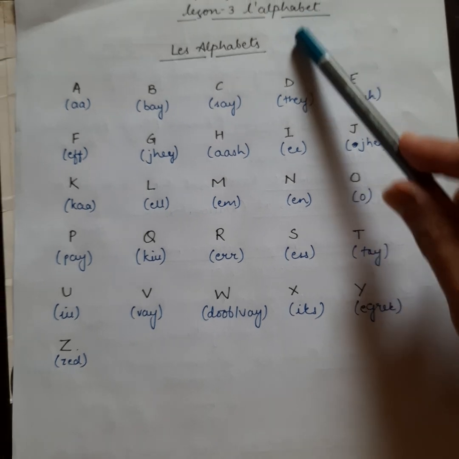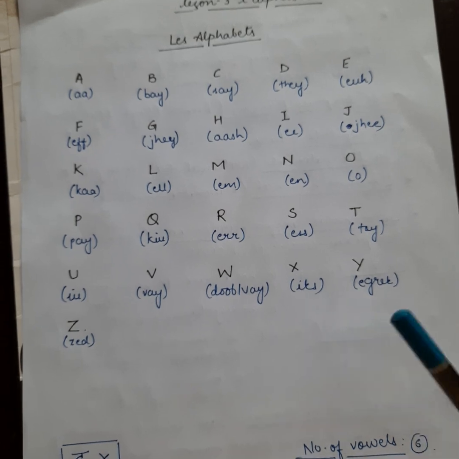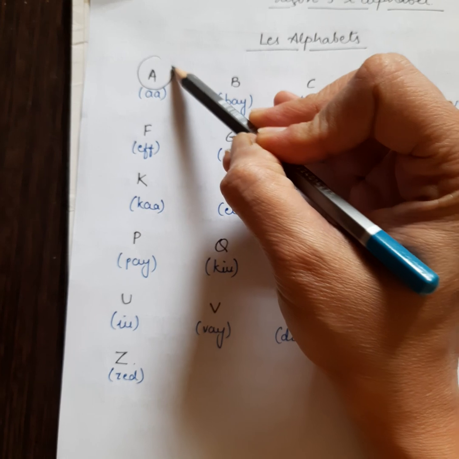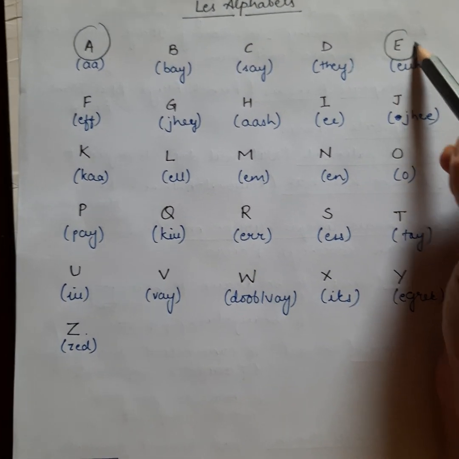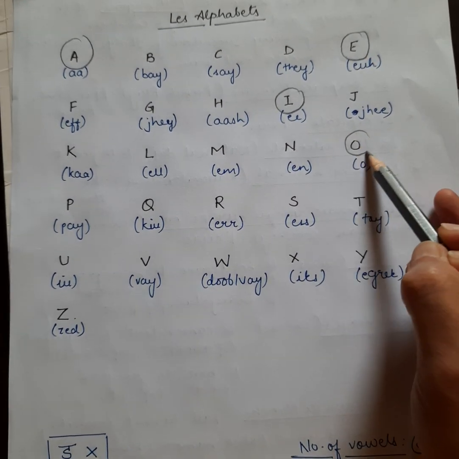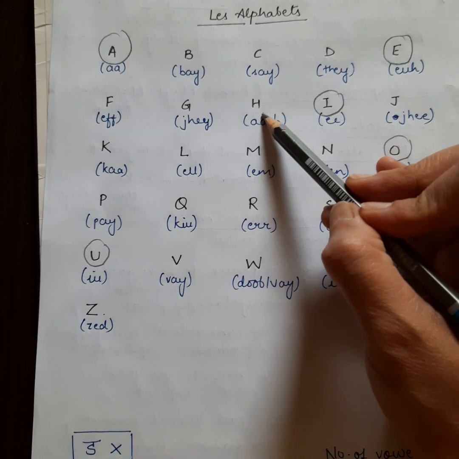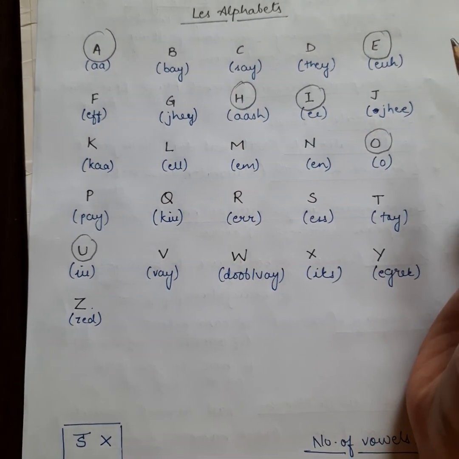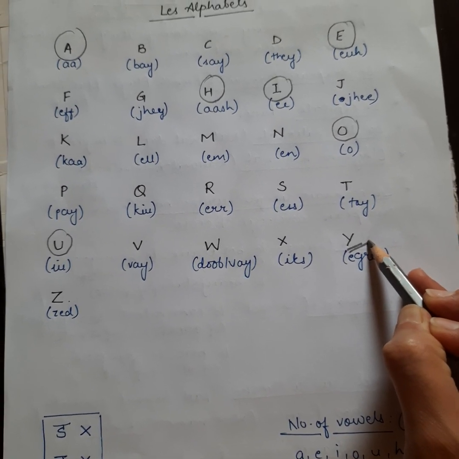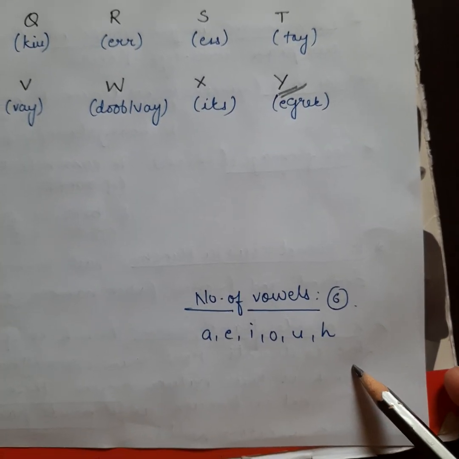Okay. In English, we have 5 vowels: A, E, I, O, U. In French, we have 6 vowels. Number 1 is A, E, I, O, U, and Y. Y is also considered a vowel in French, sometimes H as well, depending upon the condition. So, the total number of vowels is 6 in French.